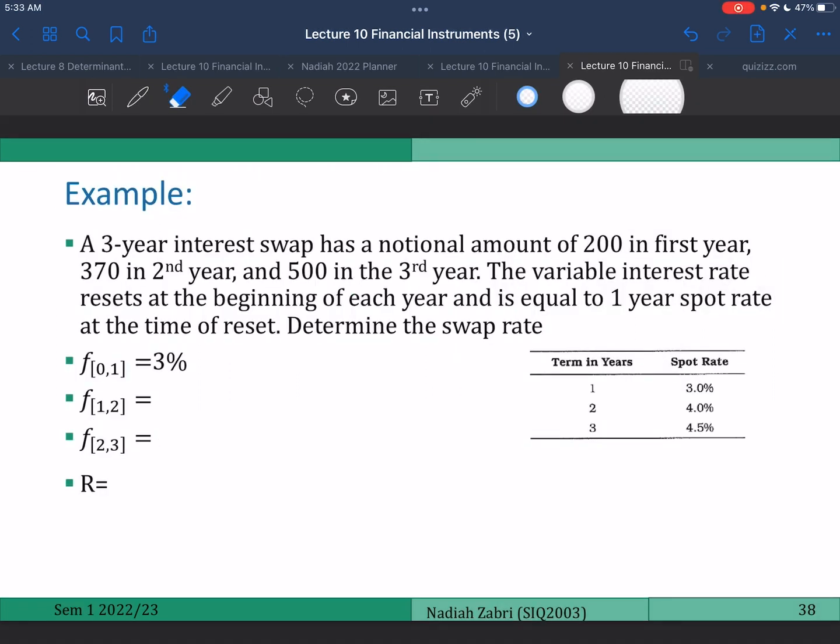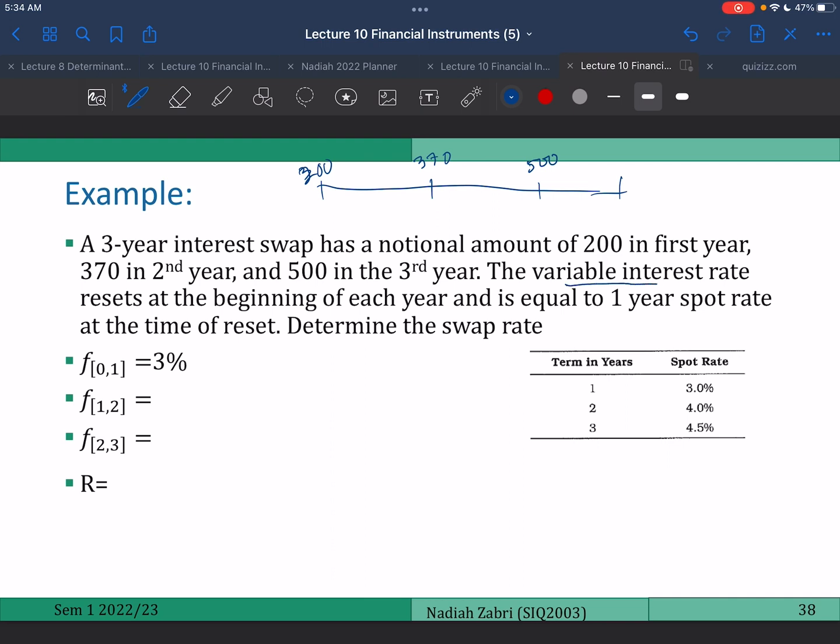Okay, let's see an example of the question. A 3-year interest swap has a notional amount of 200 in the first year, 370 in the second year, and 500 in the third year. You can just imagine it as follows. You can imagine that this person has this liability: 200 in the first year. So at the beginning of the first year, they have 200. At the beginning of the second year, they have 370. And at the beginning of the third year, they have a 500 loan. So they need to pay off this.